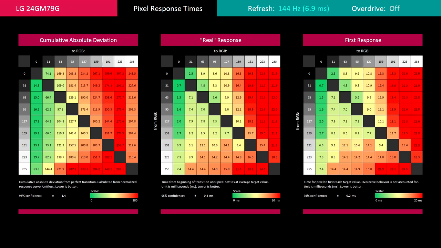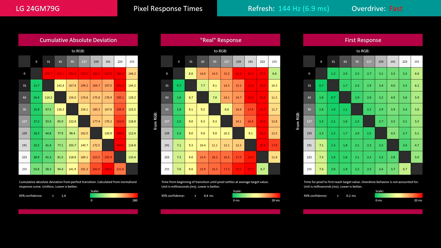Okay, with all that in mind, I usually start at the display's native refresh rate and check the various overdrive settings in the OSD. Looking at overdrive off first, notice the first response and real response are exactly the same. This really is overdrive off. But I'm seeing a lot of red in these charts, so let's switch over to overdrive fast.